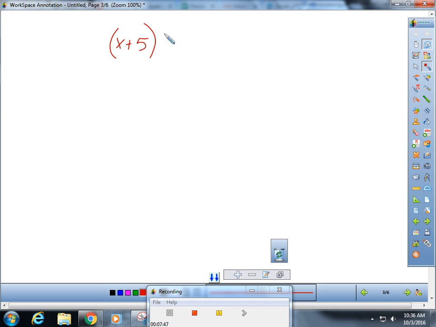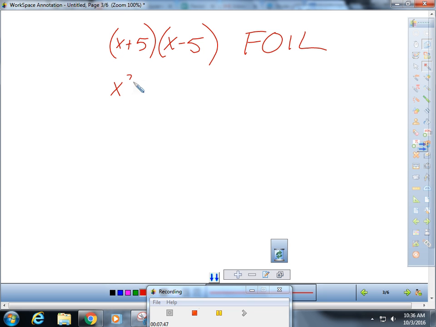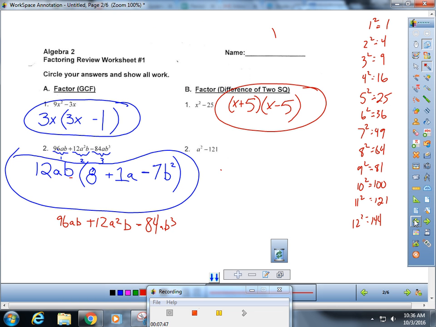What is x plus 5 times x minus 5? Well, do you remember FOIL? First, x times x is x squared. Outside, x times negative 5 is negative 5x. Inside, 5 times x is positive 5x. And last, now, what is a negative 5x and a positive 5x? That's gone. X squared minus 25. Notice, now we've undid what we've just done to check our answer, and we indeed did it right. So that is the method for difference of squares.